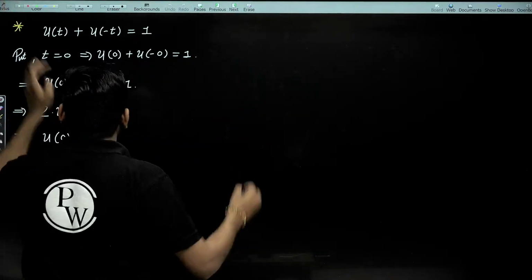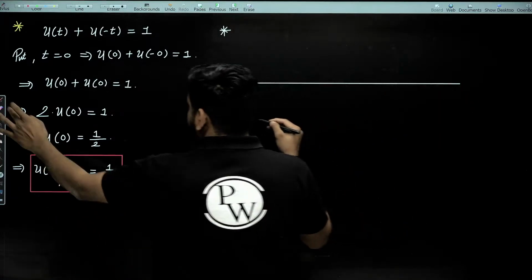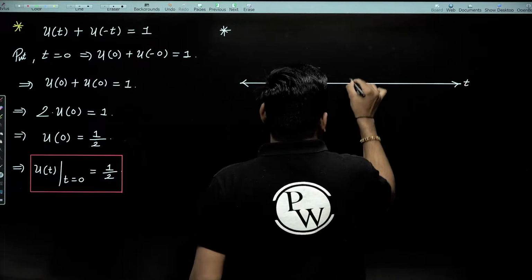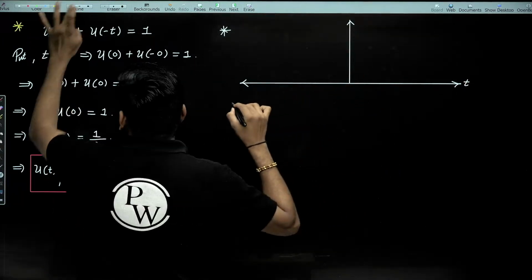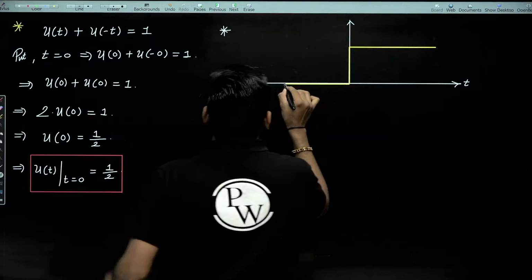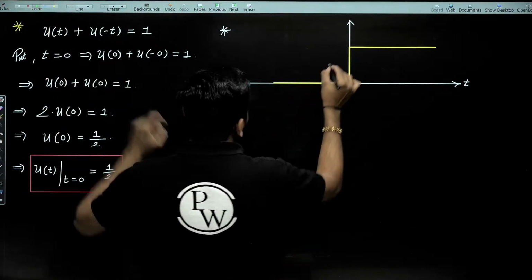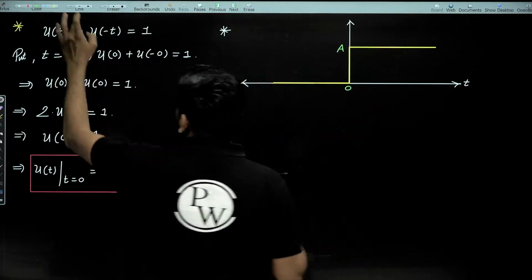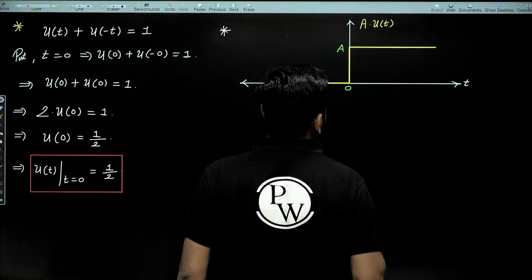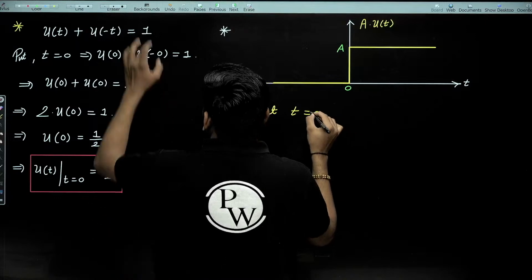So in general, suppose I am considering this step function, a into u of t. The amplitude is a, and here this is 0, and this signal is nothing but a into u of t. At t equal to 0, what can we take, guys?